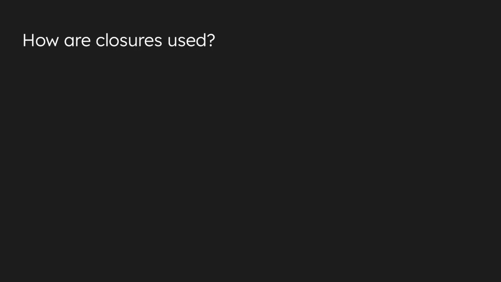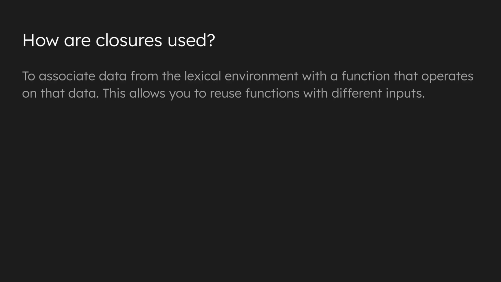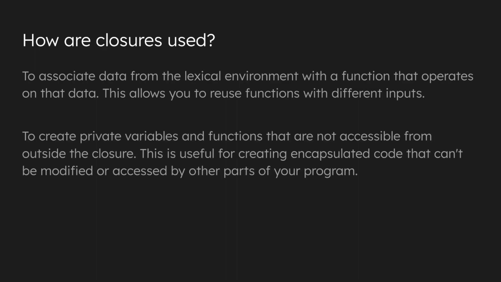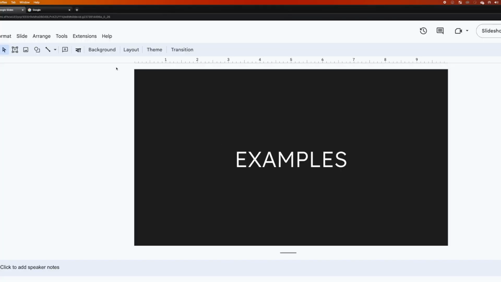So how are closures used? There are many ways, but some common examples are to associate data from the lexical environment with a function that operates on that data. And this allows you to reuse functions with different inputs. And we're going to see an example of that in just a minute. Closures also allow you to create private variables and functions that are not accessible from outside the closure. So this is useful for creating encapsulated code that can't be modified or accessed by other parts of your program. And we're also going to see an example of this as well. All right, so let's jump right into the code.